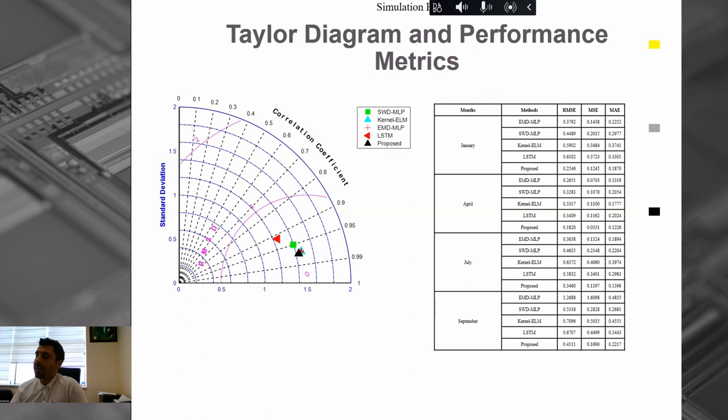As shown in the table, the root mean square error and other performance metrics of the proposed hybrid model for January were found to be 0.25, 0.12 and 0.18 respectively. It is concluded that the model performance was better than the other models. Although the EMD and multilayer perceptron approach shows competitive results to our proposed hybrid model, the proposed model has better accuracy across all months.